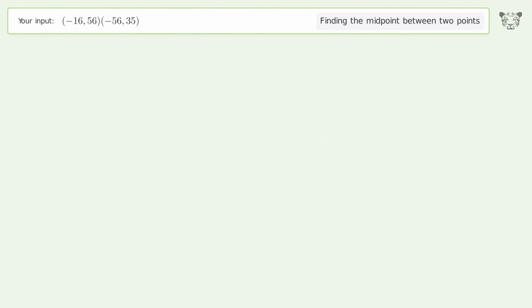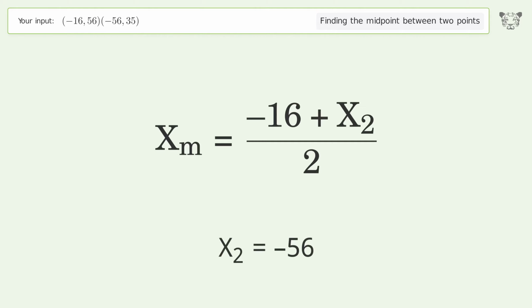Use the x values in the midpoint formula to find the midpoint's x. x1 equals negative 16. x2 equals negative 56. Simplify the arithmetic.